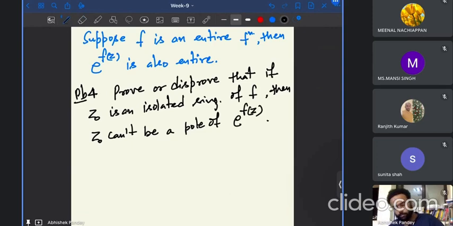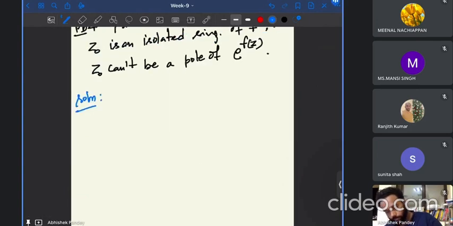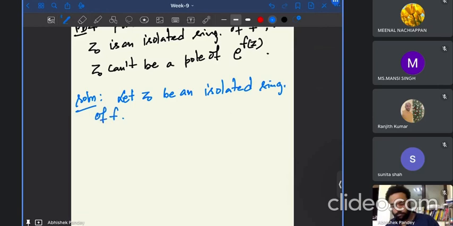Okay. So just look at the solution of this one. Let z naught be an isolated singularity of f. Since z naught is an isolated singularity, what can z naught be? It is either removable, pole, or essential. So let us say first, z naught is removable.